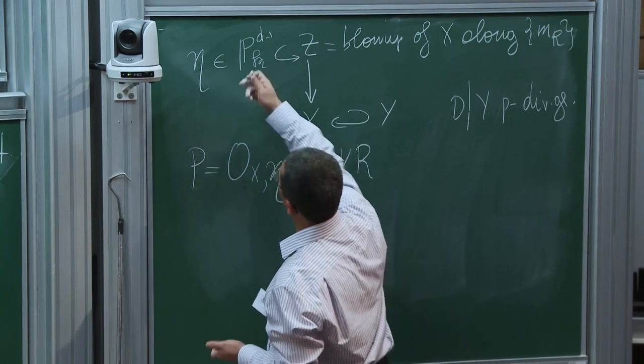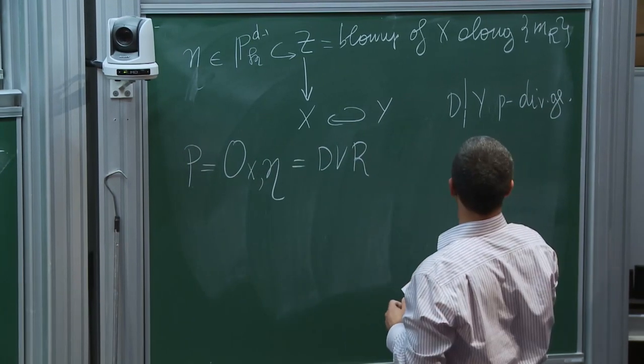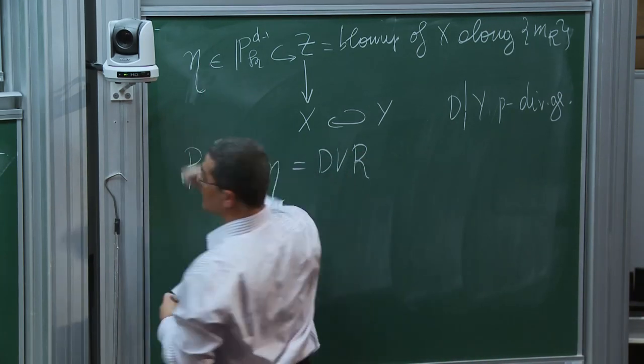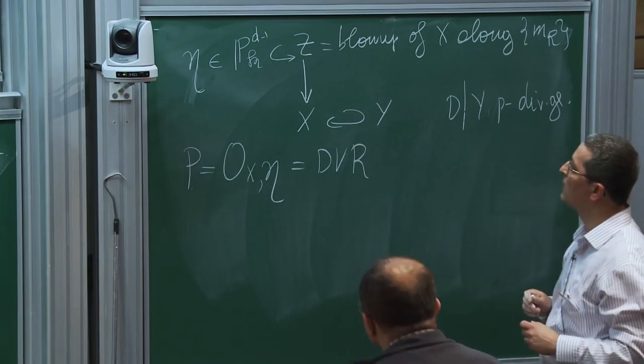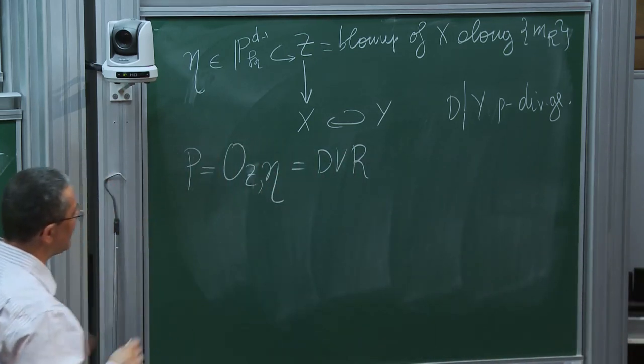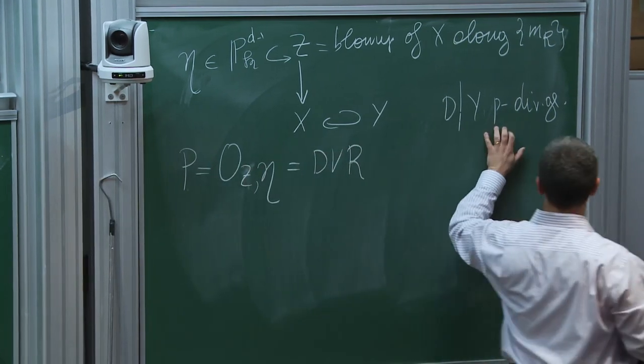This is eta, any point. Z, O set eta. Eta is on Z. Sorry, so upstairs in Z eta. Yes, in Z, of course. Okay, sure, this is, yes, of course. Thank you so much. Okay, so we have this p-divisible group.